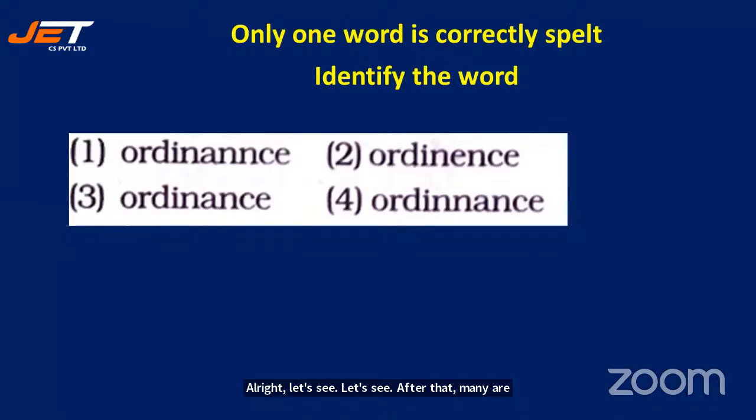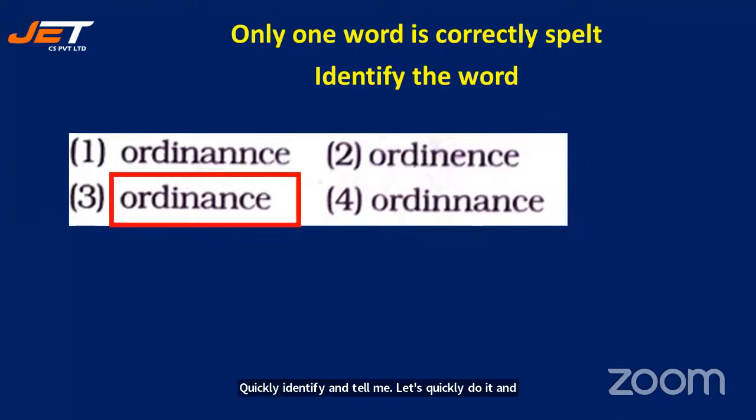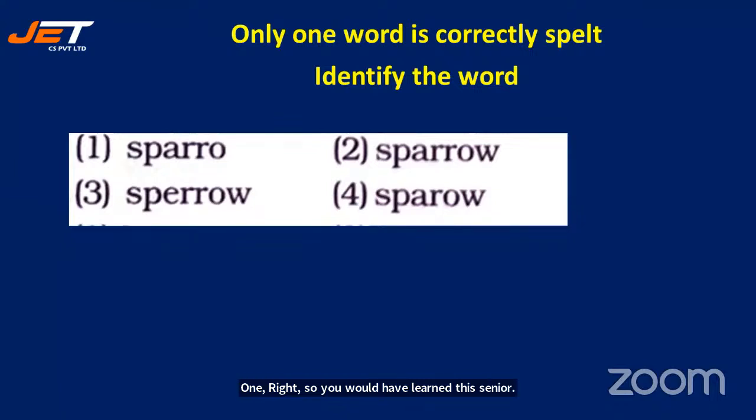Profession. See the next one, ordinance. So for ordinance, which is a correctly spelled word? Is it 1, 2, 3, or 4? Quickly identify and tell me. Let's quickly do it and try to complete this. So let me go with the answer. It is ordinance. Right? So you would have learned this in your civics, isn't it? Yes.